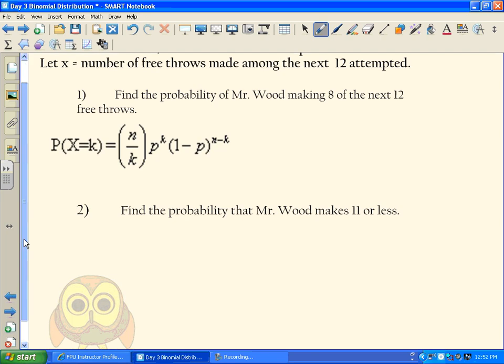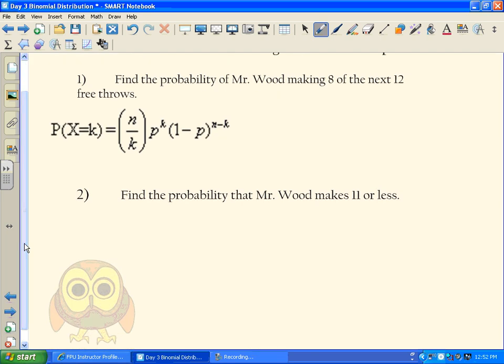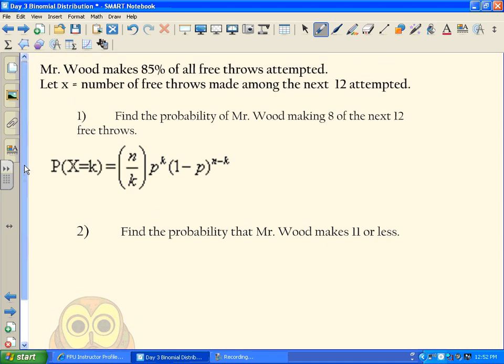We're going to look at what I want to have happen. Success in this case. What is success in this case? Making 8 out of 12. Okay? What's the probability of success? What's the probability? 85? Do we agree with that? Okay.